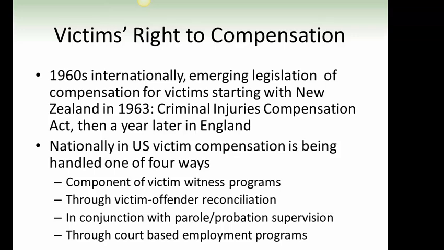Victims' right to compensation. In the 1960s internationally, legislation of compensation for victims began emerging, starting with New Zealand in 1963, Criminal Injuries Compensation Act, then a year later in England. Nationally in the U.S., victim compensation is being handled one of four ways: as a component of victim witness programs, through victim-offender reconciliation, in conjunction with parole probation supervision, or through court-based employment programs.